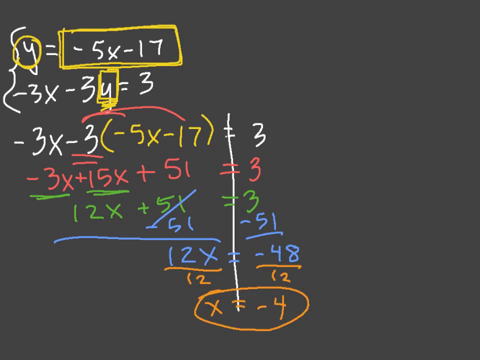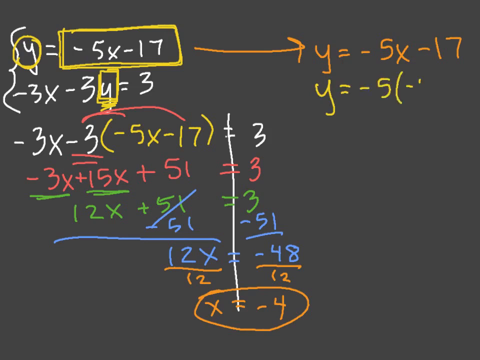But in a system, it's not enough to know what x equals. We have to know what x equals and what y equals. So we're going to go back up to the top of our screen and look at our original equations. We're going to take one of those original equations. I usually take the top one just because it helps me stay organized. That top original equation was y equals negative 5x minus 17. But now we know that x equals negative 4 from the work that we did. So in this equation, I'm going to replace the x with negative 4.